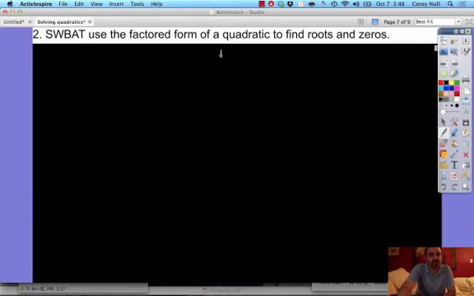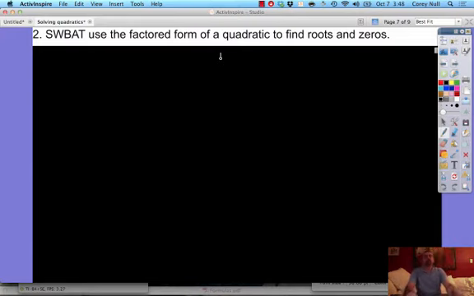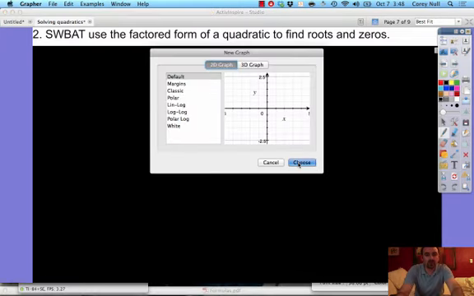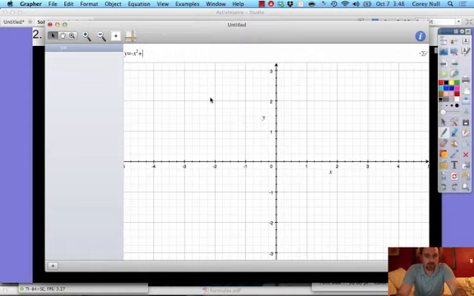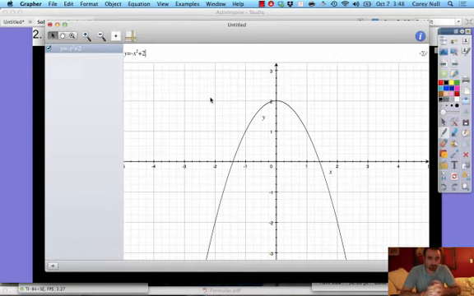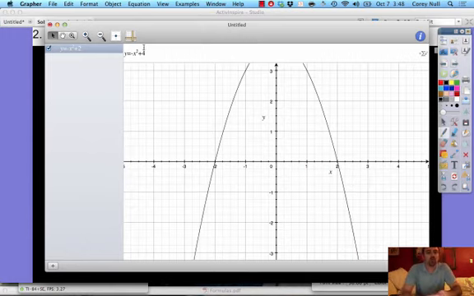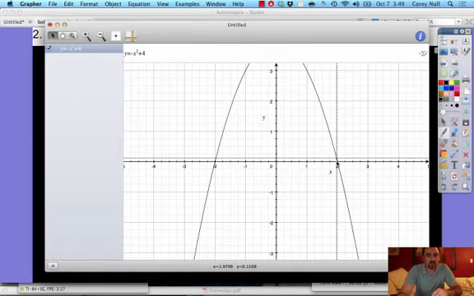So, now's where it gets fun. We're going to use the factored form of a quadratic to find roots and zeros. Okay. So first of all, before we talk about that, I want to look at a picture of a quadratic: negative x squared plus 2. Okay. This is a downwards facing parabola that's been shifted up. Maybe we'll do it plus 4. What I want to point out is notice where it hits the axis: here and here, at x equals negative 2 and x equals positive 2.